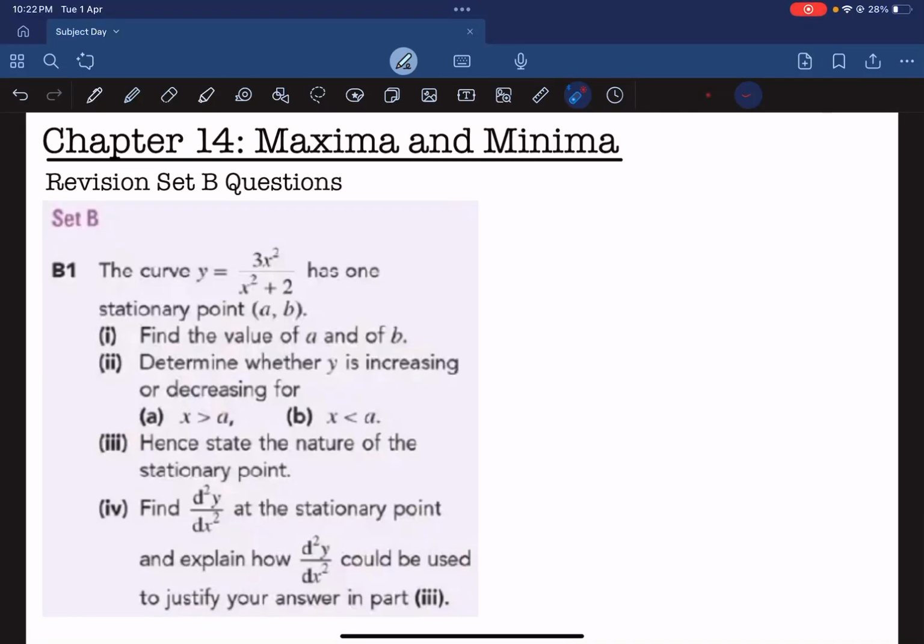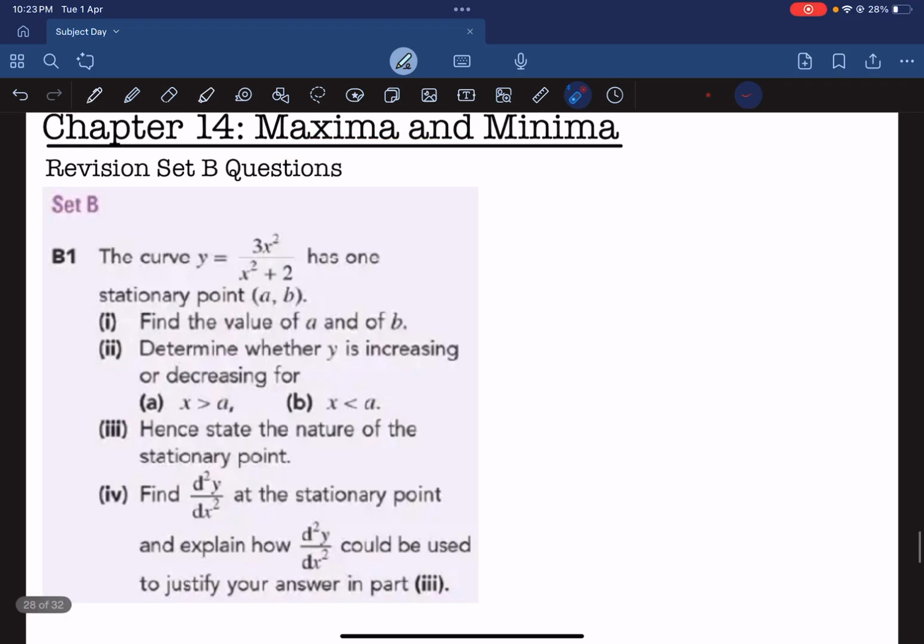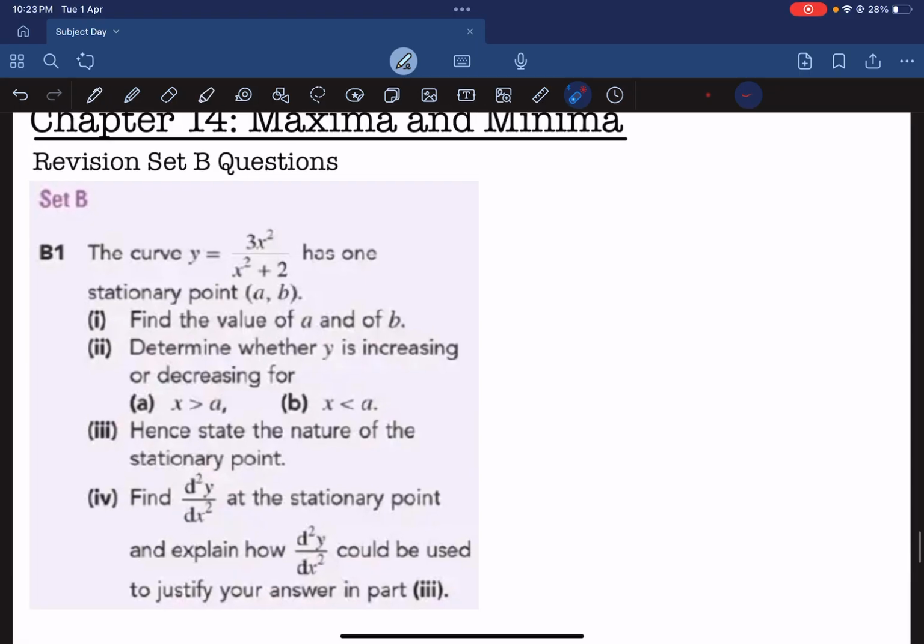Hi everyone, in this video I'll go through chapter 14 on Maxima and Minima to go through the revision set B questions. So let's start with question 1. I'm given a curve here, given by this expression over here, and this curve has one stationary point. Find the value of A and B.